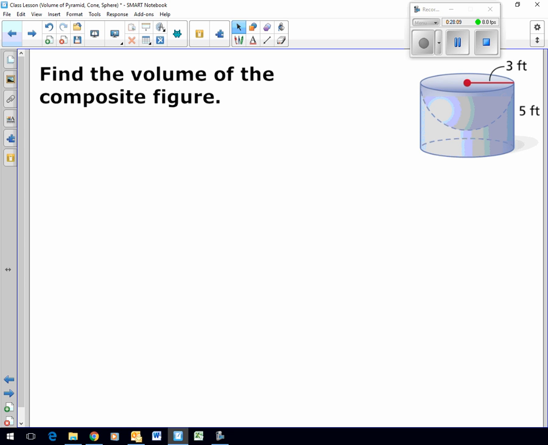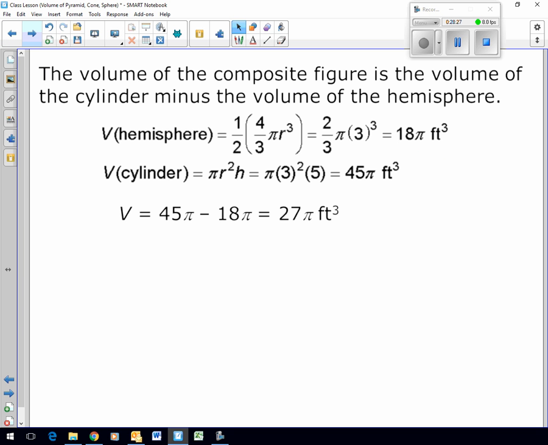If I said find the composite figure of this, you would find the volume of the cylinder, you'd find the volume of the hemisphere, and you would add them together. If I stuff it inside, what do you think you're going to do with the volumes? Subtract them. You're going to subtract the volume of the hemisphere from the volume of the cylinder. Imagine it's hollow in there and you got to take it out, right? Am I with me on that? Okay.